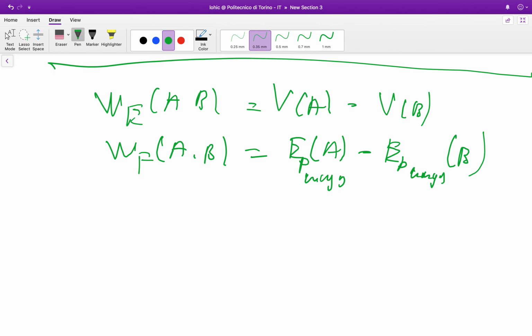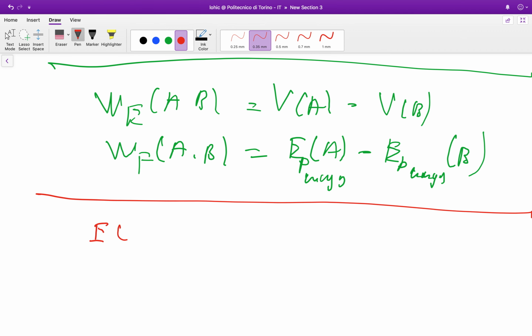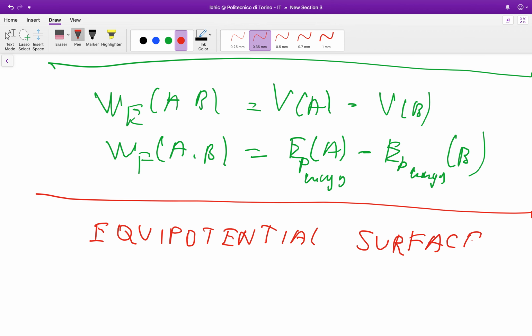Now this summarizes all. Very last thing about potential, very last thing, are called equipotential surfaces. What is an equipotential surface?